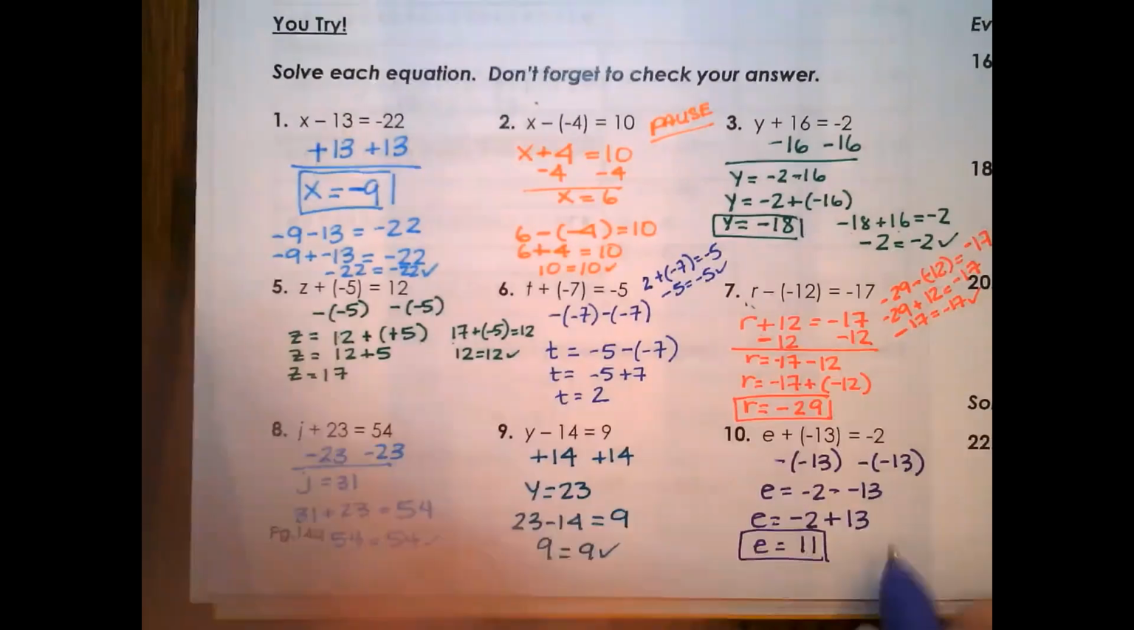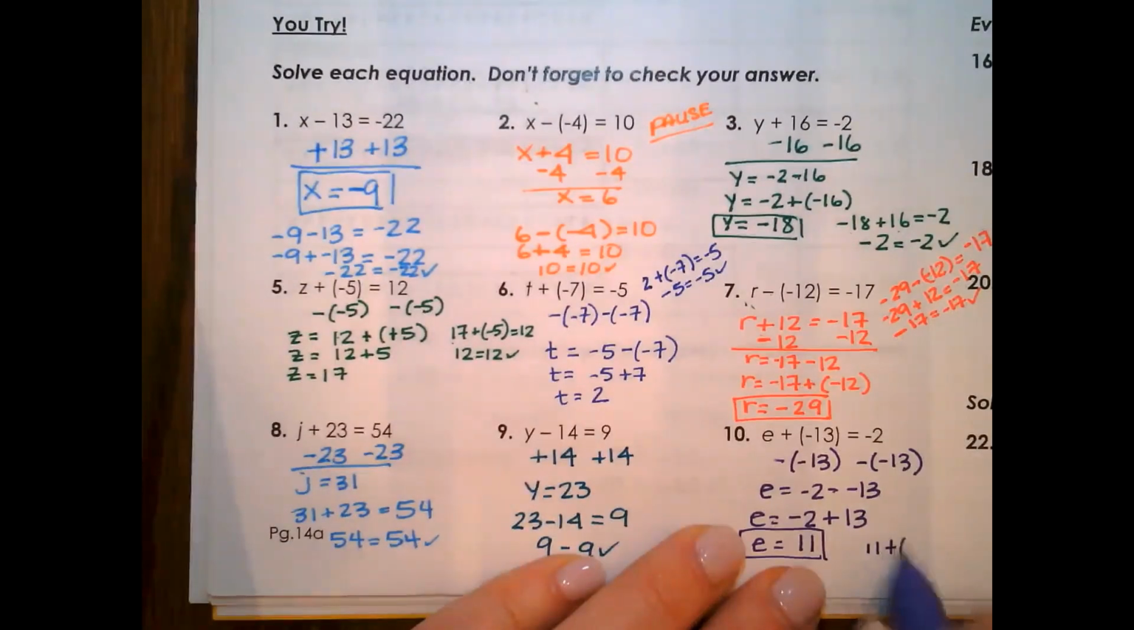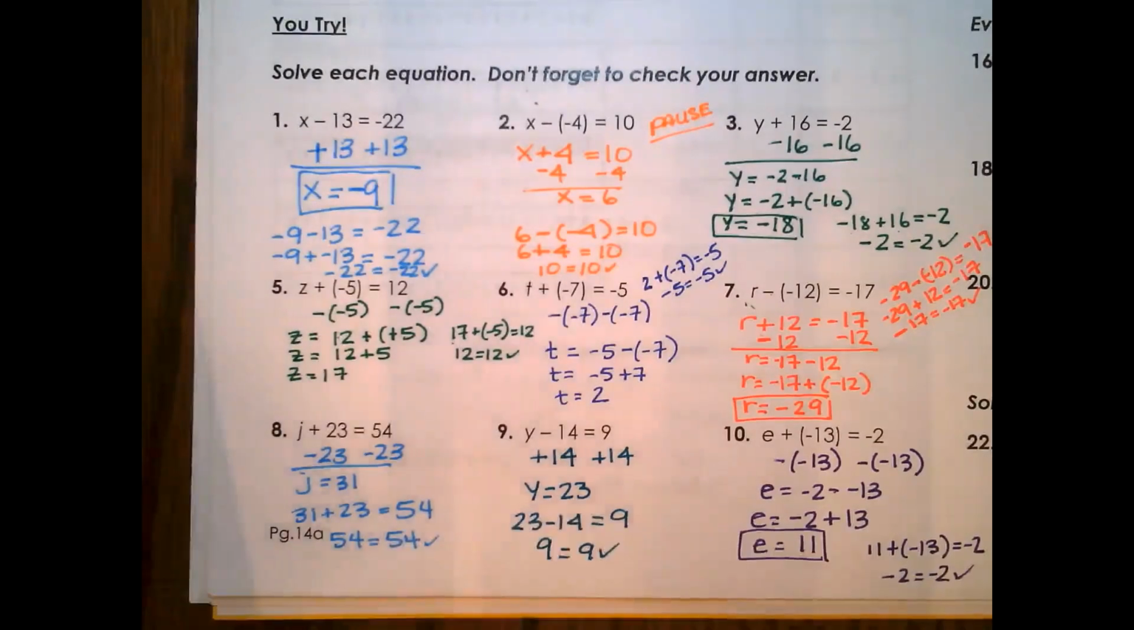Then we're going to plug that back in. So 11 plus negative 13 should equal negative 2 if we did this right. I have more negatives than positives, and I have 2 more. So I'm good to go. Alrighty, we're going to move on to the next page.